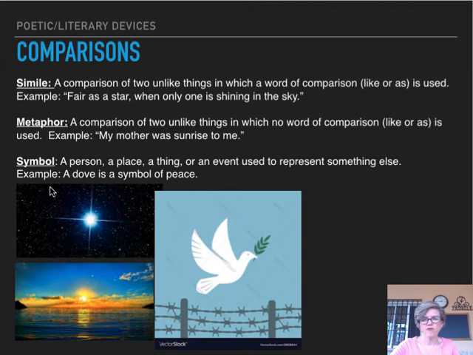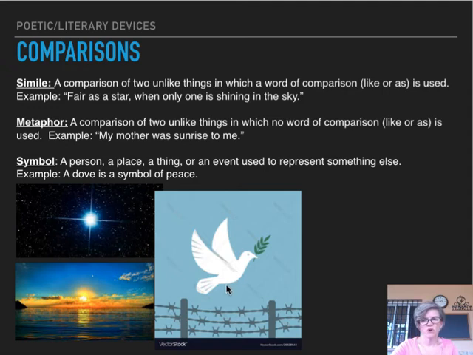And I've included symbol here because sometimes poets or other writers will use a person, place, or thing or an event to represent something else. It's symbolic of something else. A classic example, of course, is a dove symbolizing peace. And you can see my little dove picture I've got here, okay?